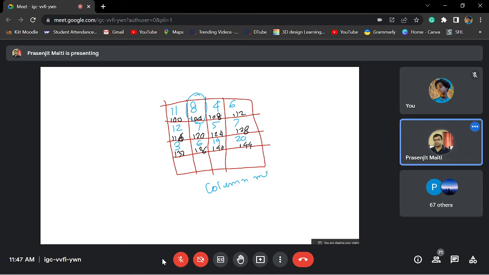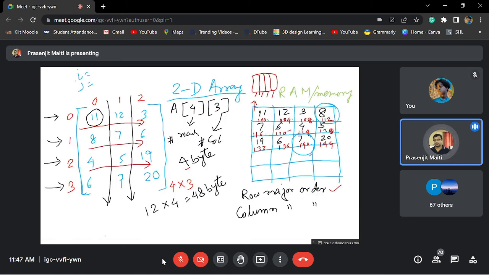Column major order. So if we store data row wise or column wise, this is column major order. But always data is stored sequentially. Haphazardly we cannot store because it is an array. So we know the array elements are stored sequentially. That's why first we occupy the 100 memory location, then 104, then 108, then 112, then 116, then 120, 124, 128, and so on.